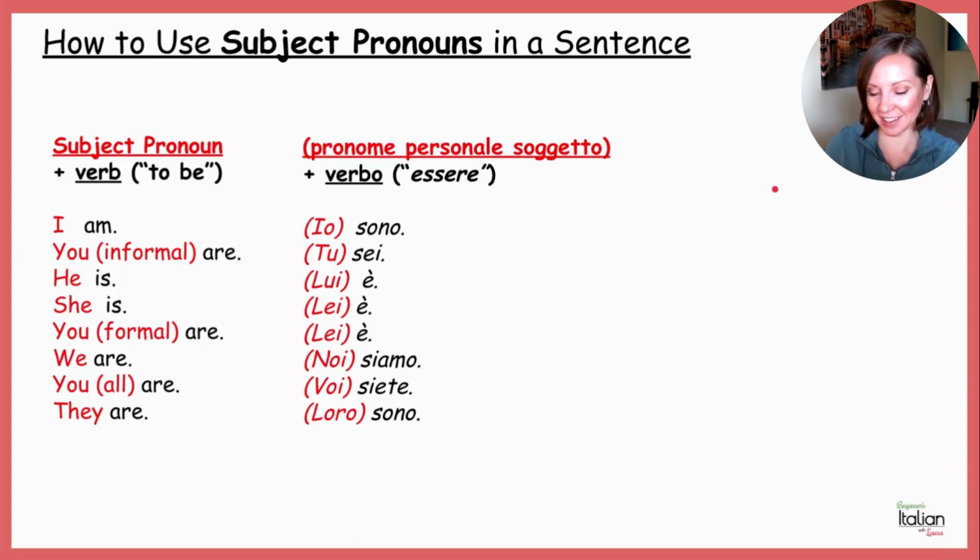Okay, let's move on to the next module, which will be verbs.